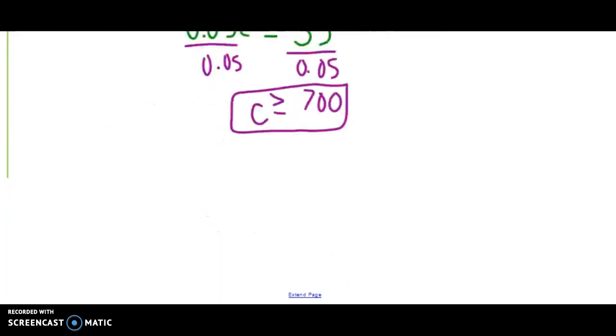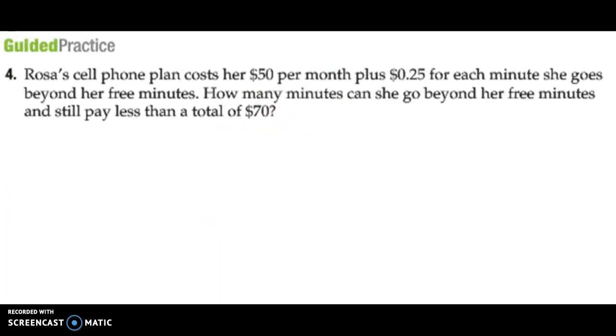Here's a guided practice problem you can try.